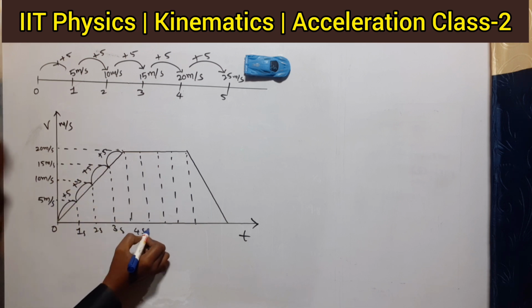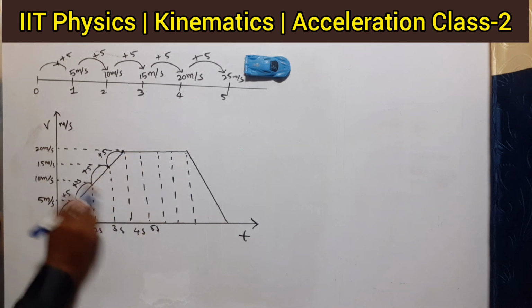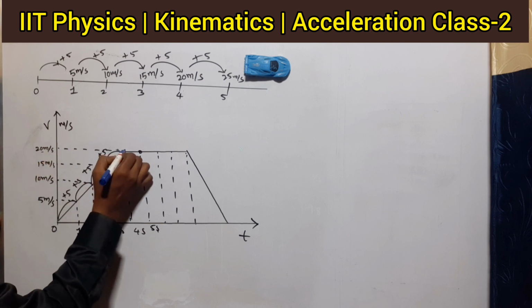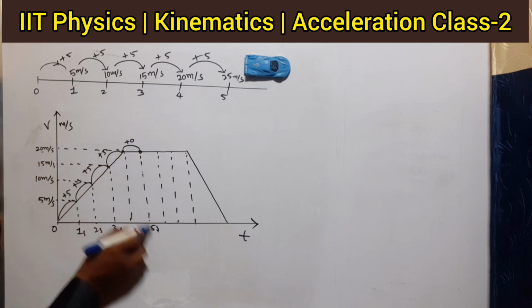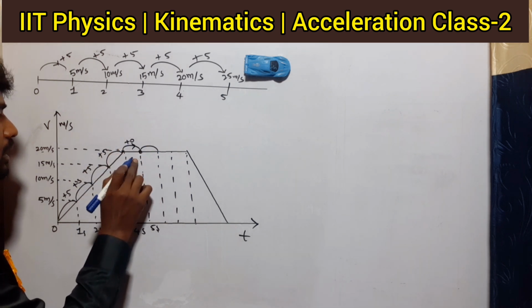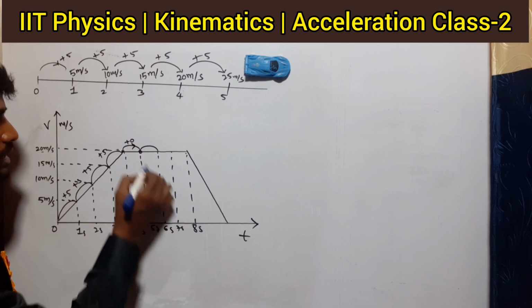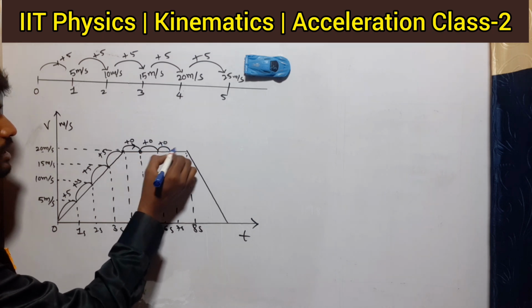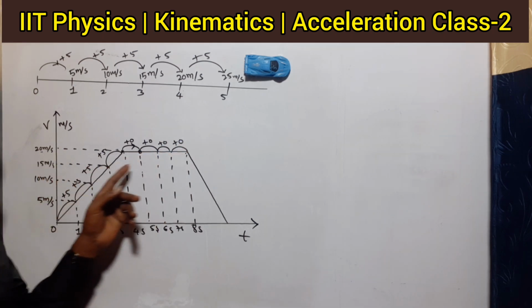Then after 4 seconds to 5 seconds, the speed at 4 seconds is 20, and the speed at 5 seconds is also 20. So what is the change? There is no change. Here also 20, here also 20, so the change is 0. At the 6th second, 7th second and 8th second also, the same speed is there, so that is why the change is 0. No change, 20 meters per second only.